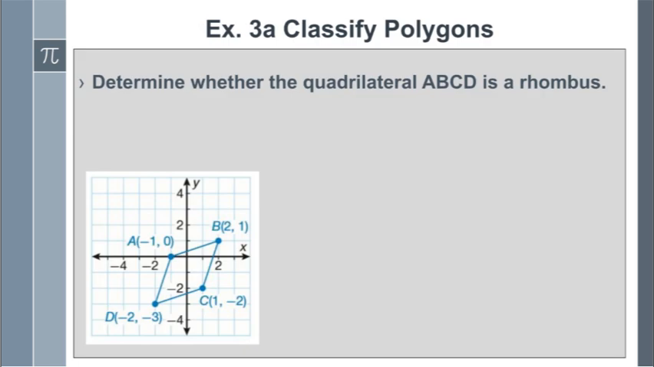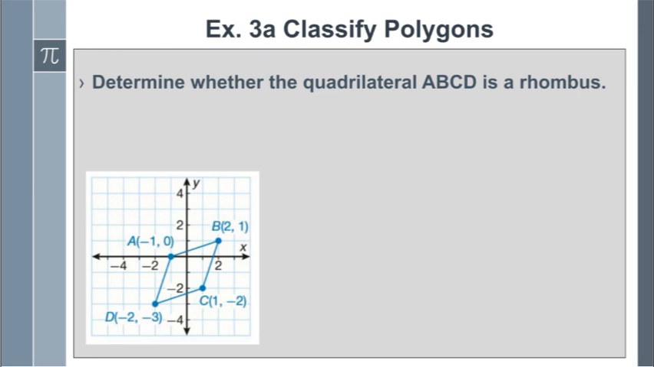Next one, determine whether the quadrilateral ABCD is a rhombus. First, we need to remember what a rhombus is. A rhombus is just a quadrilateral with 4 congruent sides. That means the distance from each of the corners are all the same. So to do this, we need to find the distance from each point around the quadrilateral here.